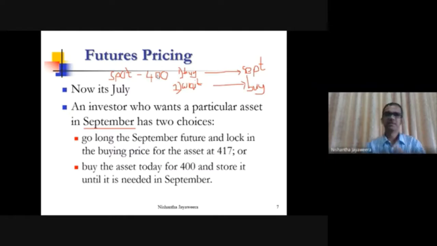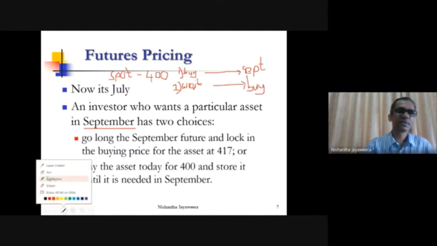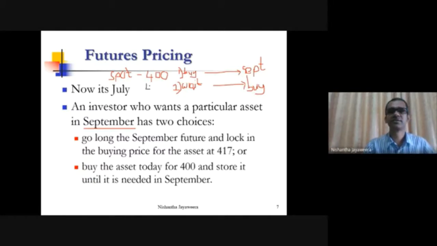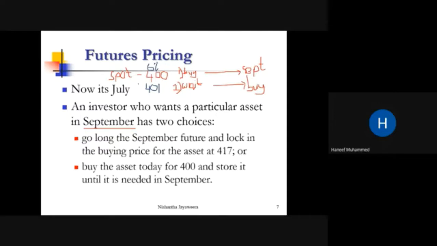Then the second one. Say, assume you forecast this price can go up to 401. Okay. You think today the market price is 400. By September, market price would be 401. And the 3-month interest rate is, say, 6%. Three-month interest rate is 6%. Now what do you do? Now what's your choice?